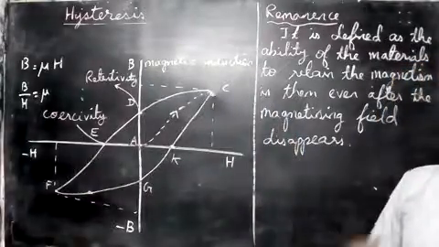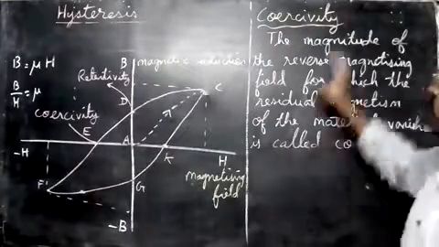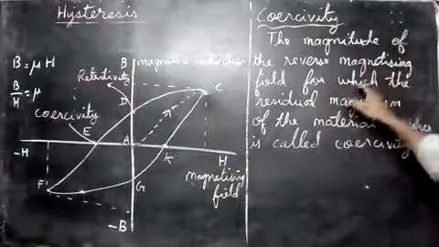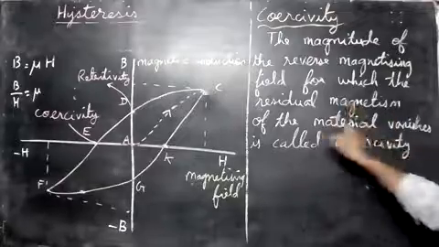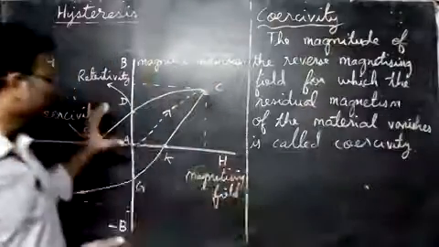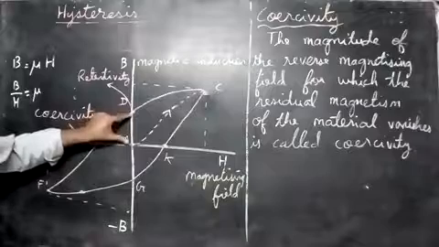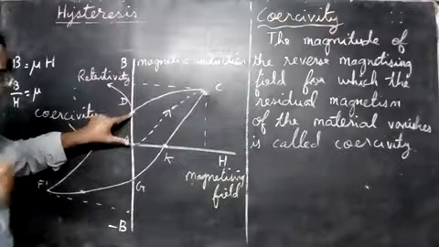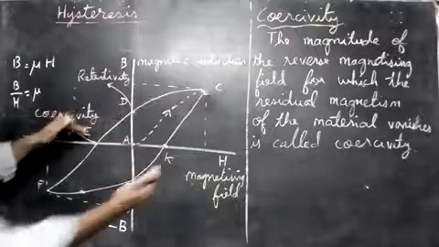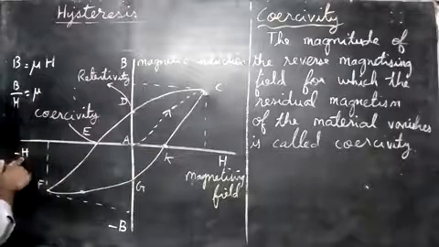Next we'll see what's meant by coercivity. The magnitude of the reverse magnetizing field for which the residual magnetism of the material vanishes is called coercivity. You can understand this if you see the graph clearly. Up to here we get retentivity, or remanence. The iron nail has stored some magnetism, but now we want to take it away. So we bring the magnetizing field in the negative direction, and you see here we get minus H.